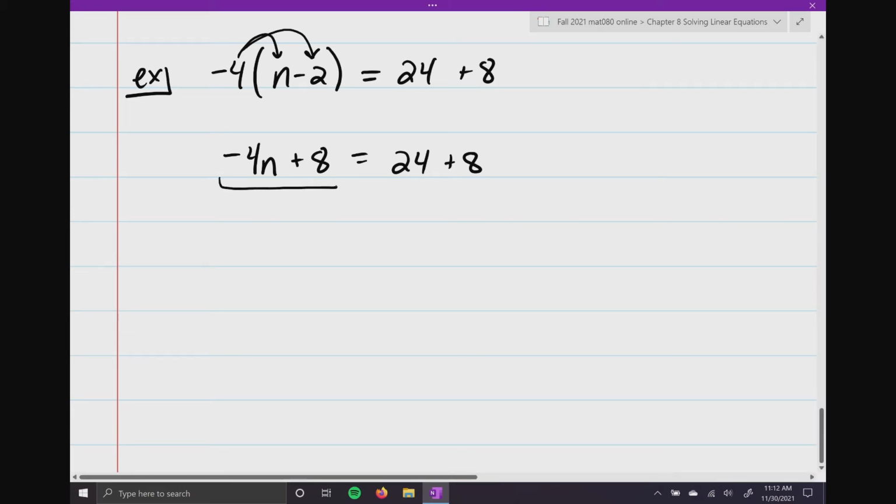Okay? Now, step 3, I look on the left. There's nothing I can combine on the left. I look on the right. There's nothing. Oh, I'm sorry. I can combine on the right-hand side. They're both constant terms. So I get 24 plus 8, which is 32.